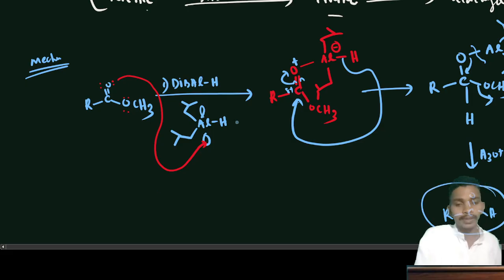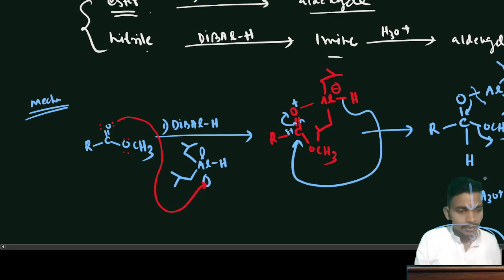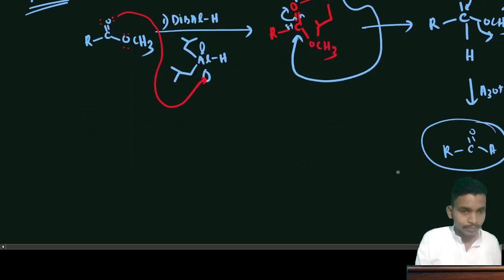Aldehyde groups will be formed. So this is the mechanism that follows: if we have ester groups, they will convert into aldehyde groups.